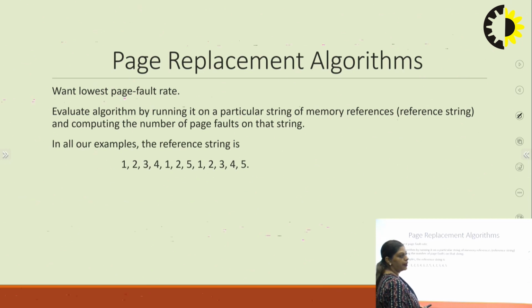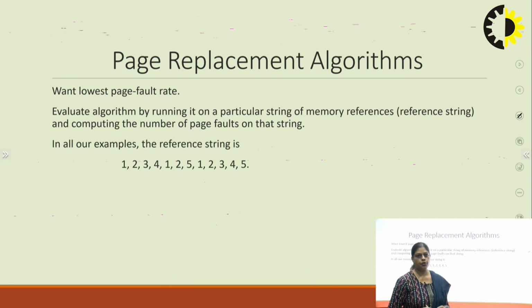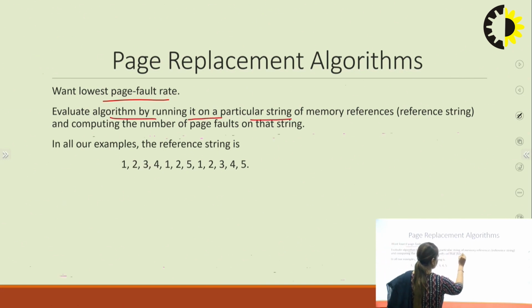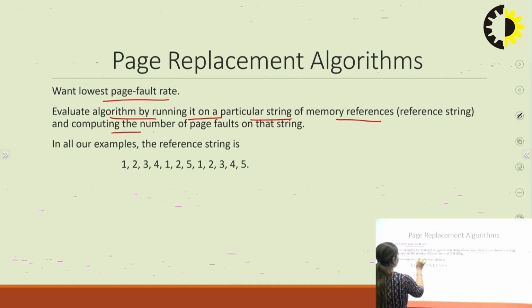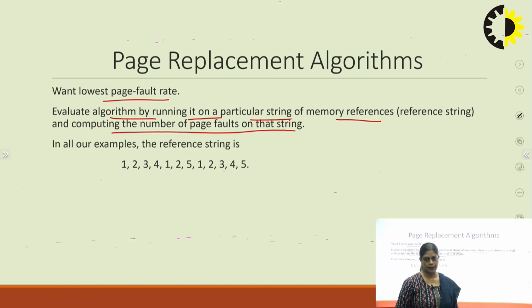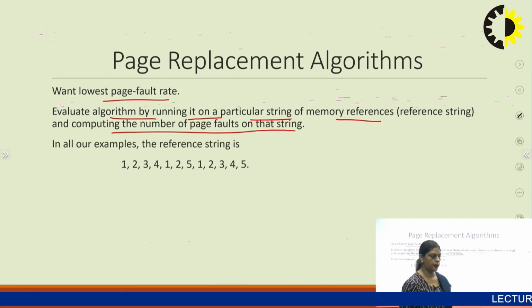Now we will discuss various page replacement algorithms. The page replacement algorithms should be such that we reduce the number of page faults. We want the lowest page fault rate. We evaluate the algorithm by running it on a particular string of memory references and computing the number of page faults on that string. We will have a string of different memory references, and we will be given how many frames there are in the memory. Then we will calculate how to adjust all these page requests with the limited number of frames.